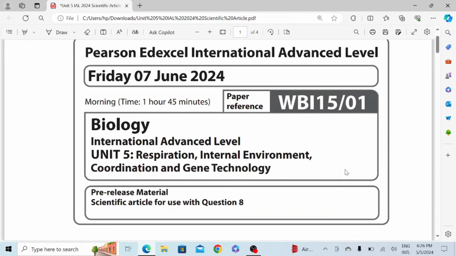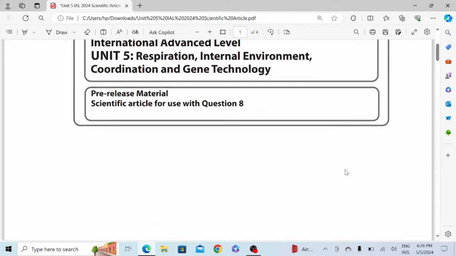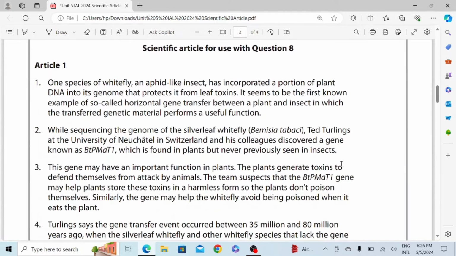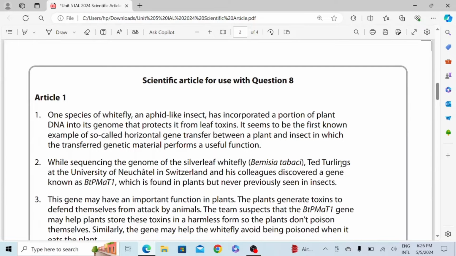So let's dive into the scientific article and let's see what you need to prepare for in order to properly answer this question. So we can see it's written Article 1.